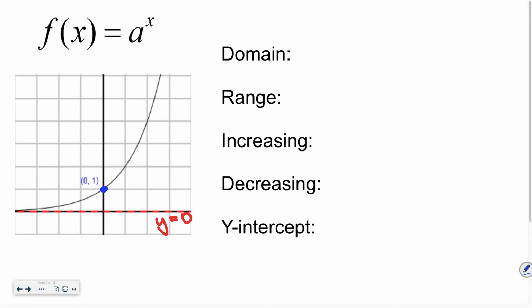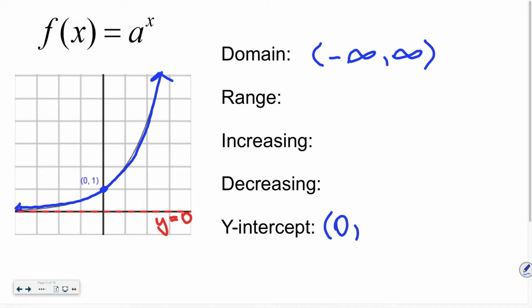Okay, so that horizontal asymptote is saying, hey, we can't have anything below here. We can't even have 0. That's why we have the asymptote there. Okay, so if this is our graph, our domain, what kind of x values can we plug in? We can plug all of them in. We talked about we have a y-intercept of (0, 1).